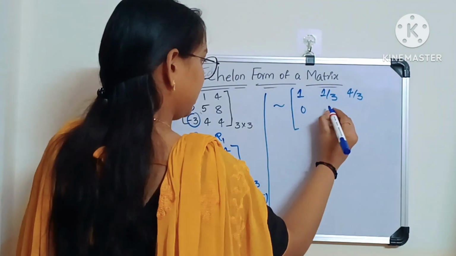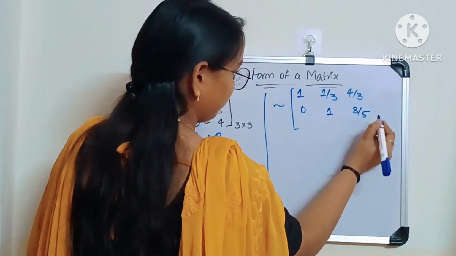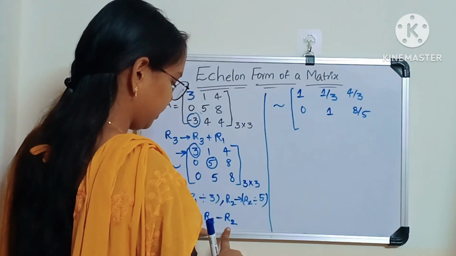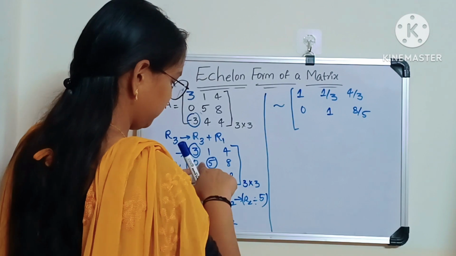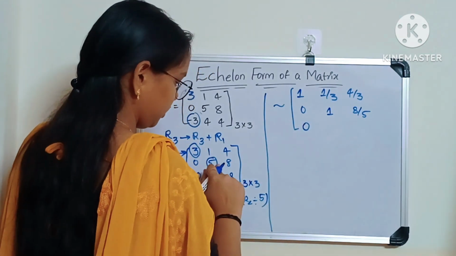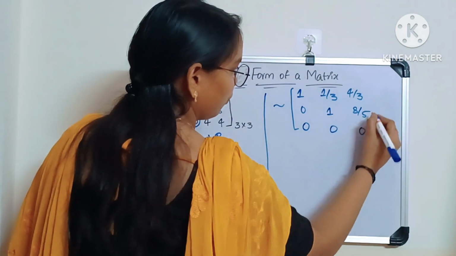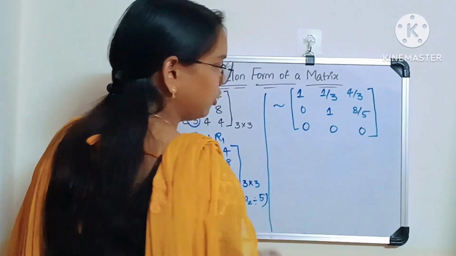R2 tends to R2 by 5: 5 by 5 is 1, here 8 by 5. And R3 tends to R3 minus R2. So 0 minus 0, 0, and here 5 minus 5, 0, and 8 minus 8, 0. This is the final matrix we got.